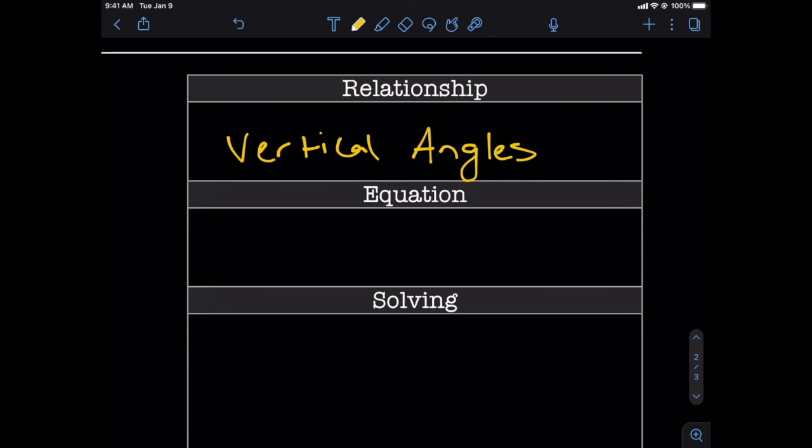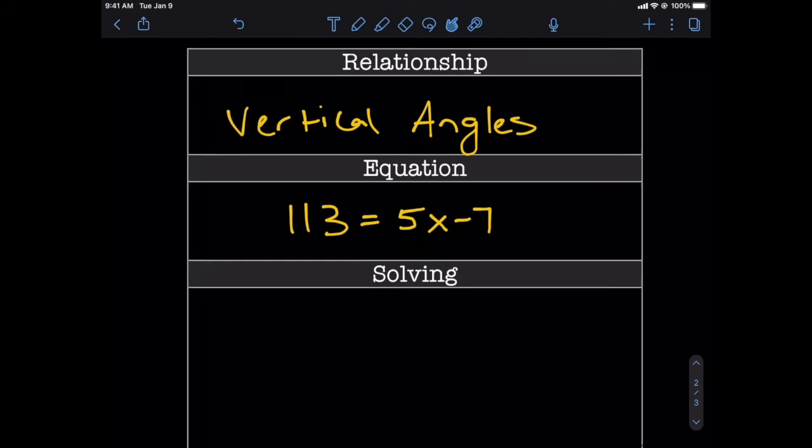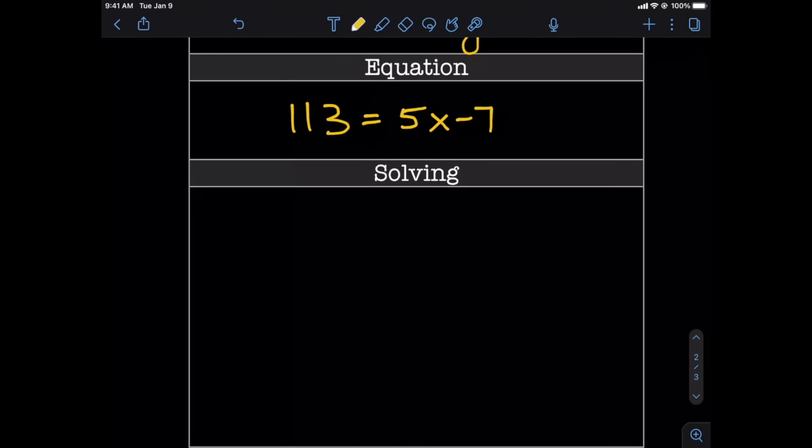We know that vertical angles are congruent, so we're going to take our first angle, 113, and set it equal to our second angle, 5x minus 7. And now this is a simple two-step problem. We didn't even have to combine any like terms. We have 113 is equal to 5x minus 7.